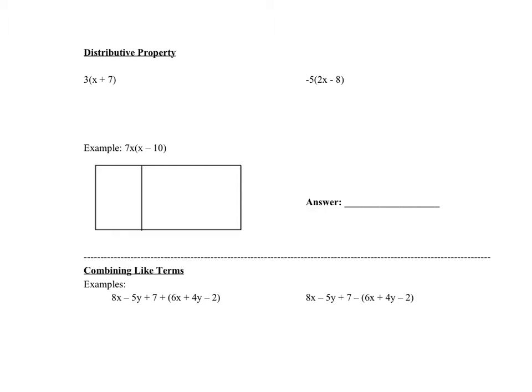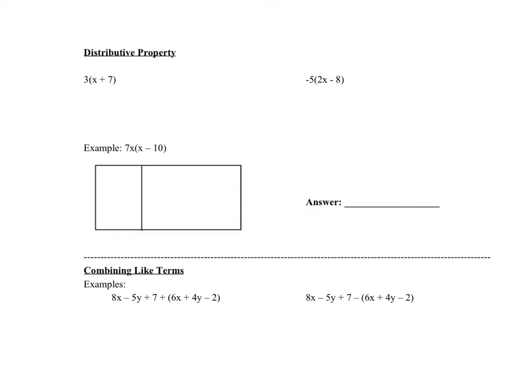Chapter 3, notes, continued. Today we're going to look at the distributive property, and we're going to look at it in three different ways. The first way is just the basics. You've probably seen this before, but in this first example, we have 3 times x plus 7.